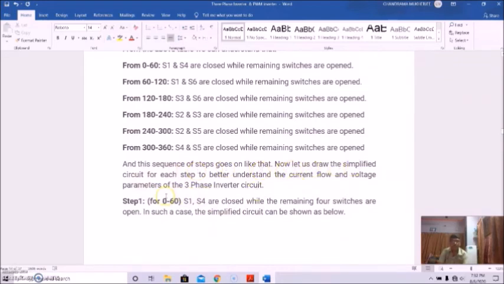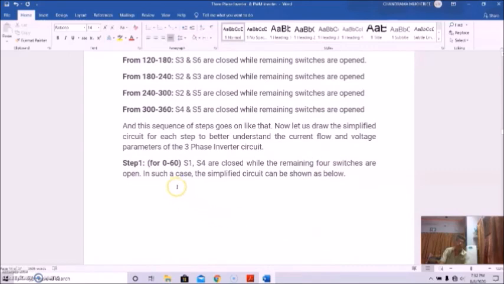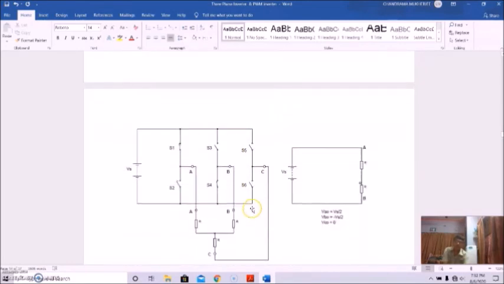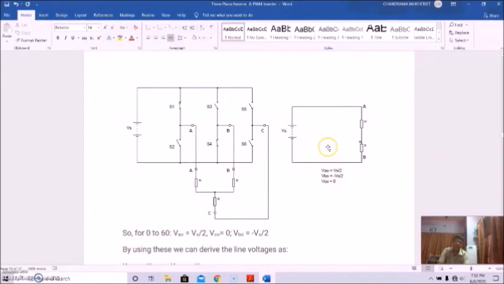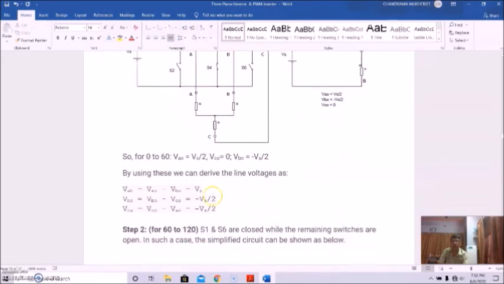Now let us draw the simplified circuit for each step to better understand the current flow and the voltage parameters of the three-phase inverter circuit. For step 1, for 0 to 60 degree, S1, S4 are closed, while the remaining 4 switches are open. In such a case, the simplified circuit can be shown like this. Here VAO equal to Vs by 2, VBO equal to minus Vs by 2, and VCO equal to 0.